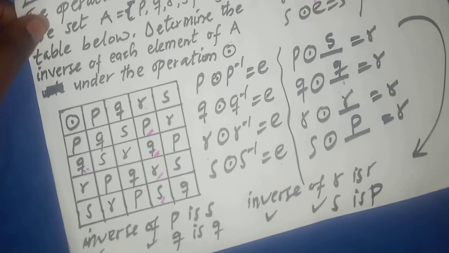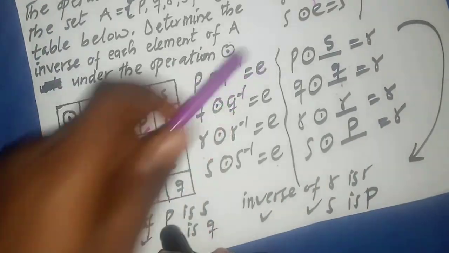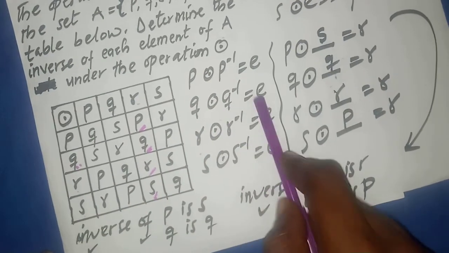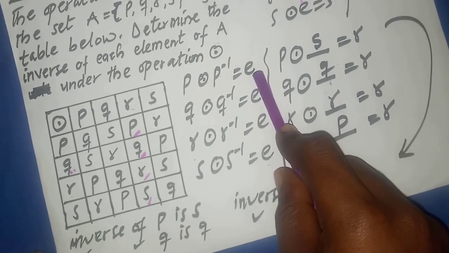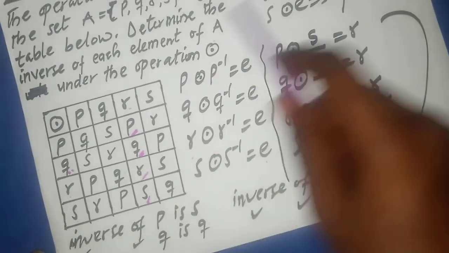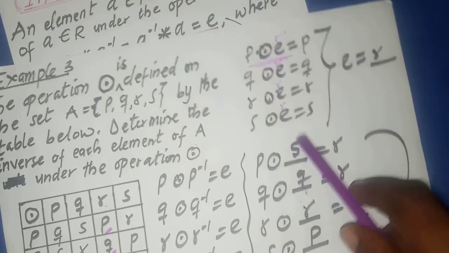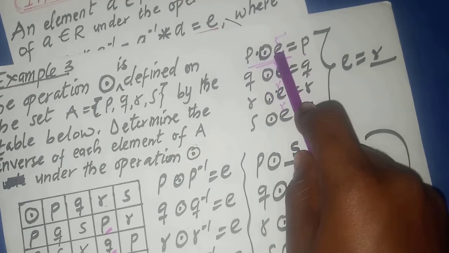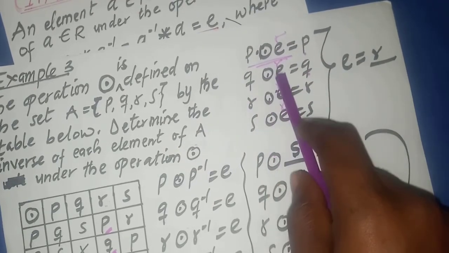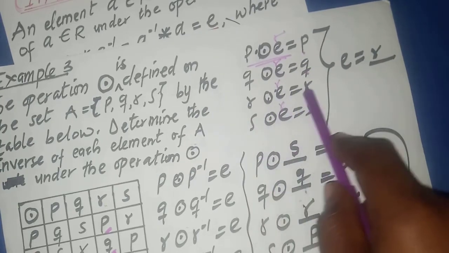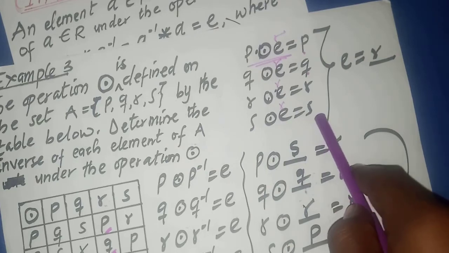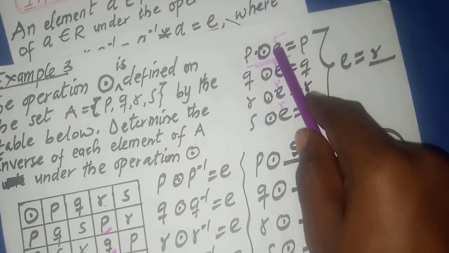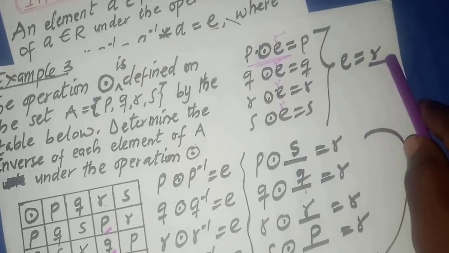So use the idea that P operation the inverse should give you the identity element, and Q operation the inverse should give you the identity element, R operation the inverse should give you the identity element, and same in this case. But now we don't know the identity element, so you again have to use the table to find it, knowing that P operation the identity element gives the same P, Q operation the identity element gives the same Q, and S operation the identity element gives S. And we found from the table the identity element E to be R.